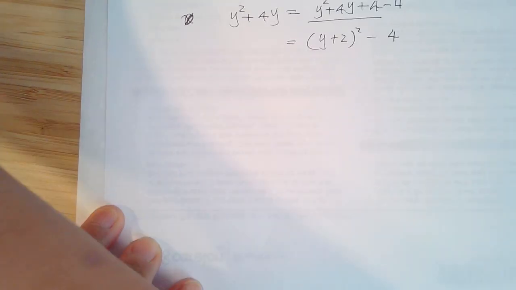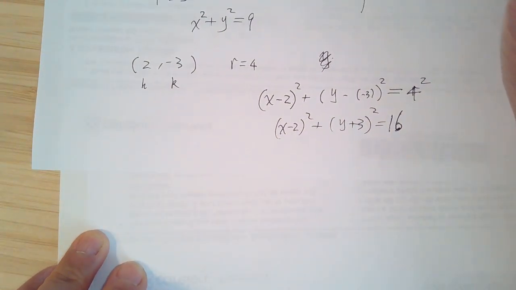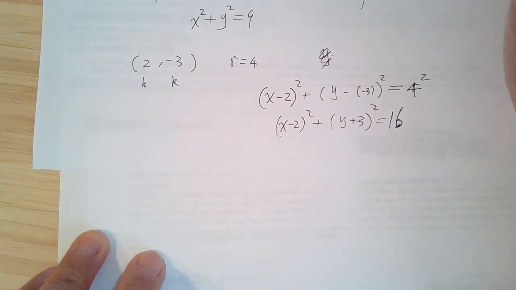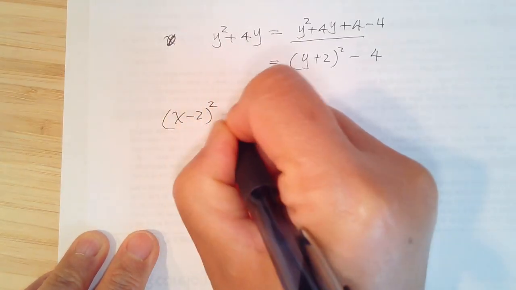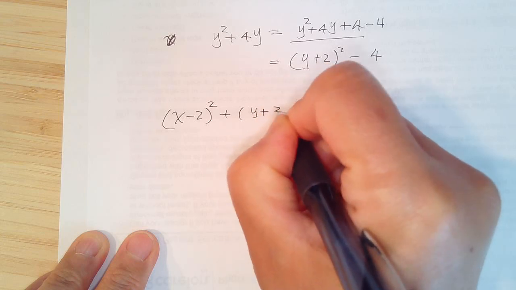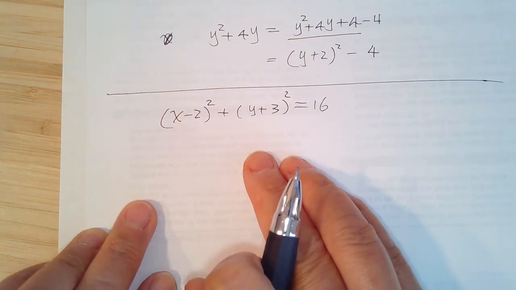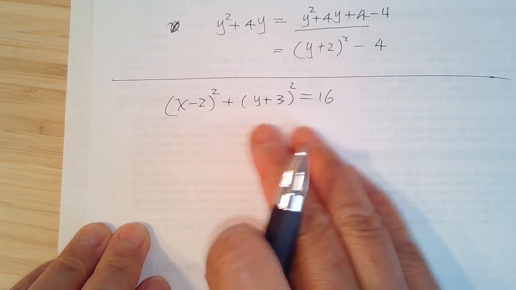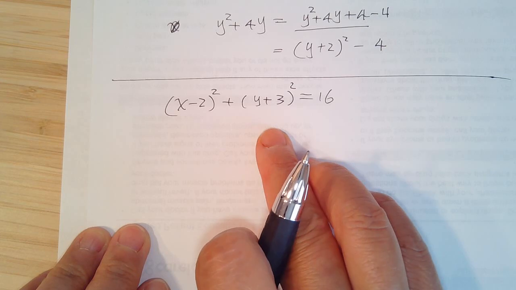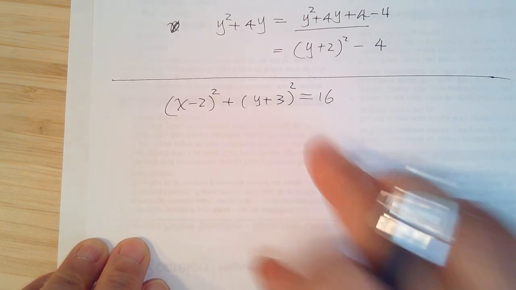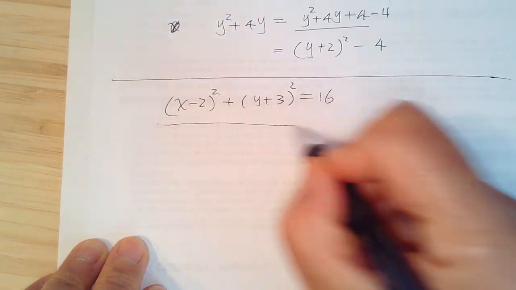Let's see this example we had earlier. x minus 2 squared plus y plus 3 squared equals 16. Let me just copy that. Okay, so this is a square. We know that when we see this form, that's a circle centered at (2, negative 3) with a radius of 4. So once you have the center and you know the radius, you can draw the circle. So this is the circle.